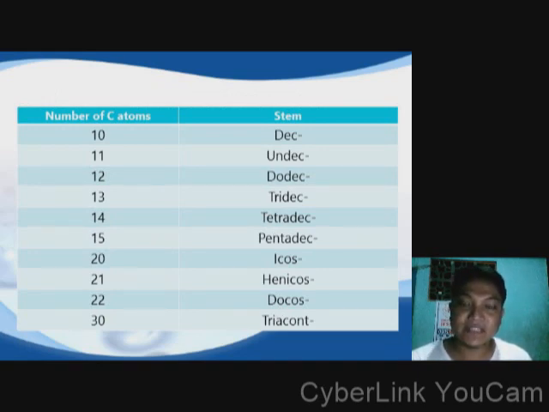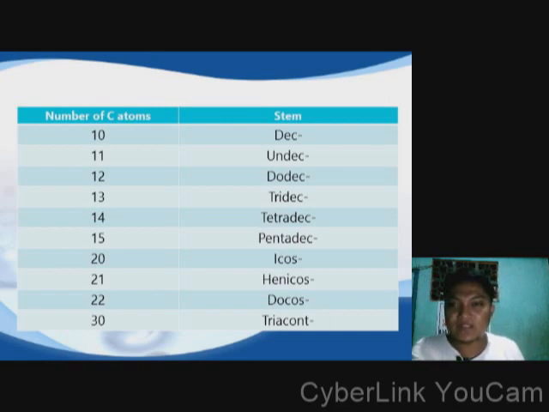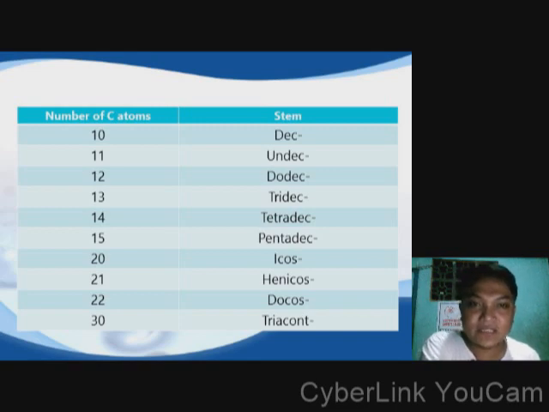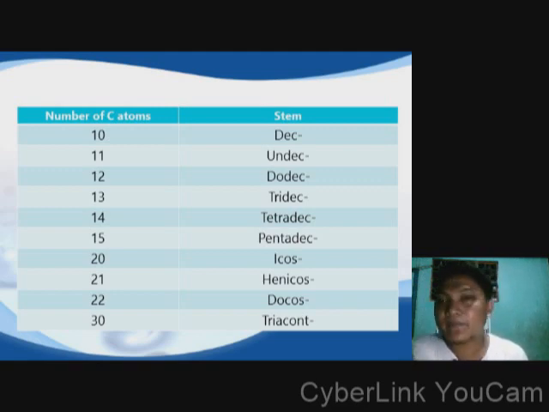The last one depends upon the number of carbons. Okay? 15 is pentadec, 20 is icos, 21 is henicos, 22 is docos, and then the last is triacon. Remember: prefix, stem, and suffix. When we say stem, that is the number of carbon atoms.